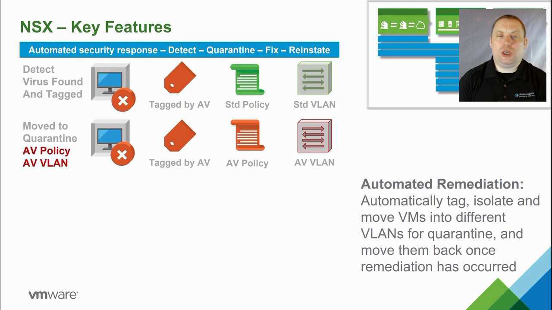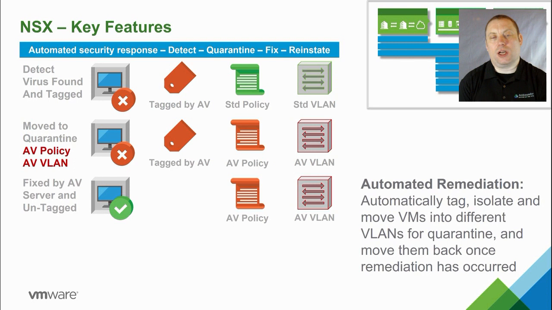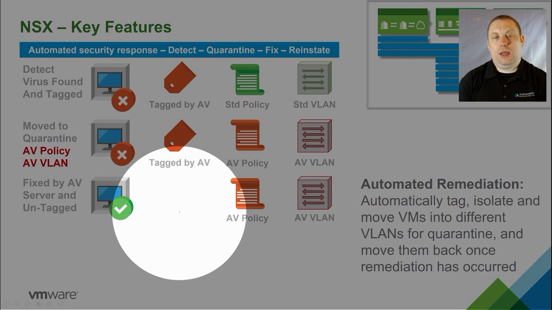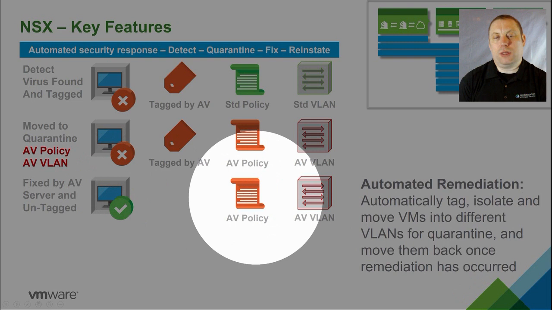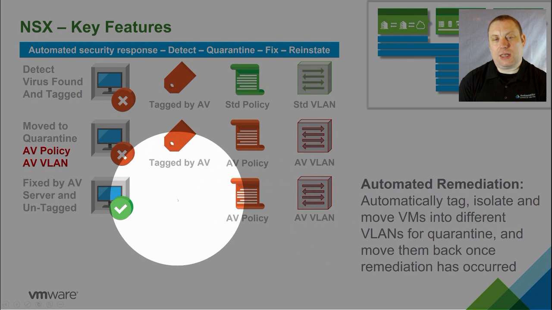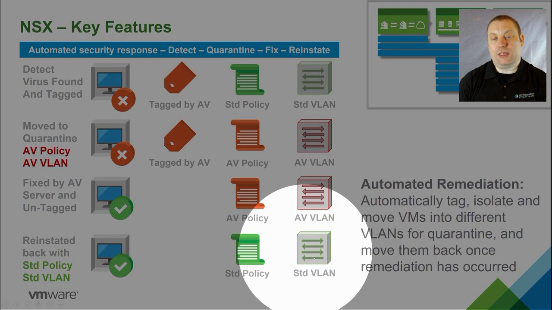So now that that machine can only talk to the antivirus server or the quarantine server, it can't affect any more machines on the same network or the same VLAN. Once that virus is either quarantined or cleaned up, the antivirus will remove the tag that we had before, and it will take it off. So now this machine isn't tagged as having a virus. It's still currently on the antivirus policy and the antivirus VLAN, but as soon as NSX notices that tag has been removed, it will put it back on the standard security policy and the standard network so it can talk to all the services again.